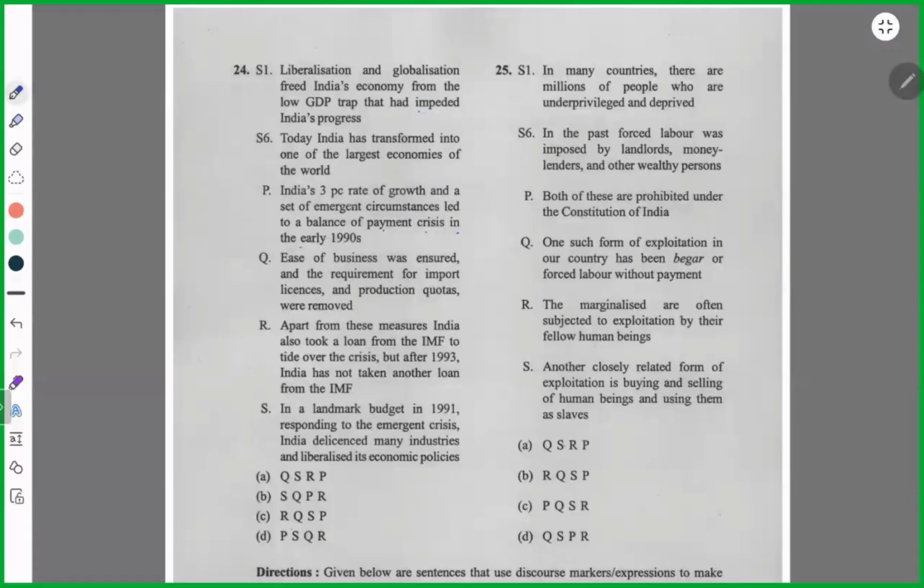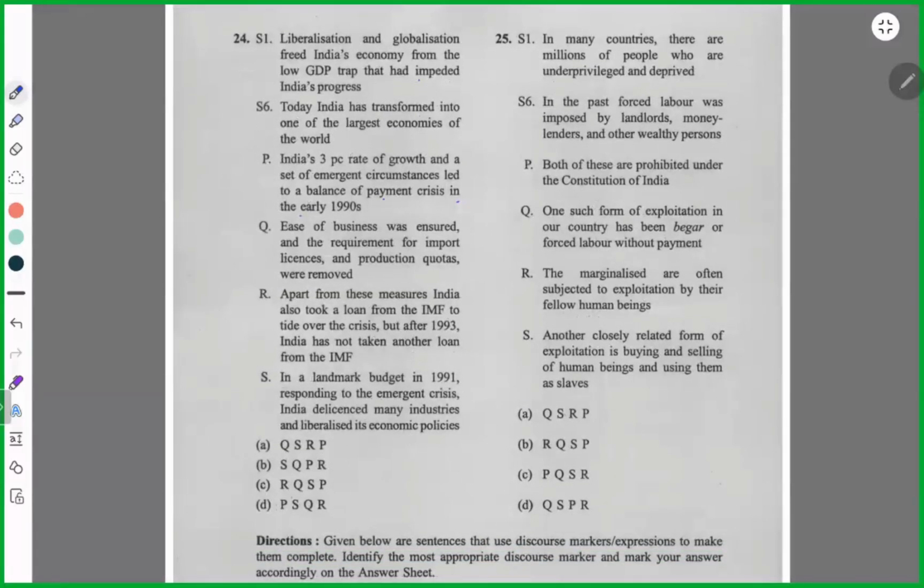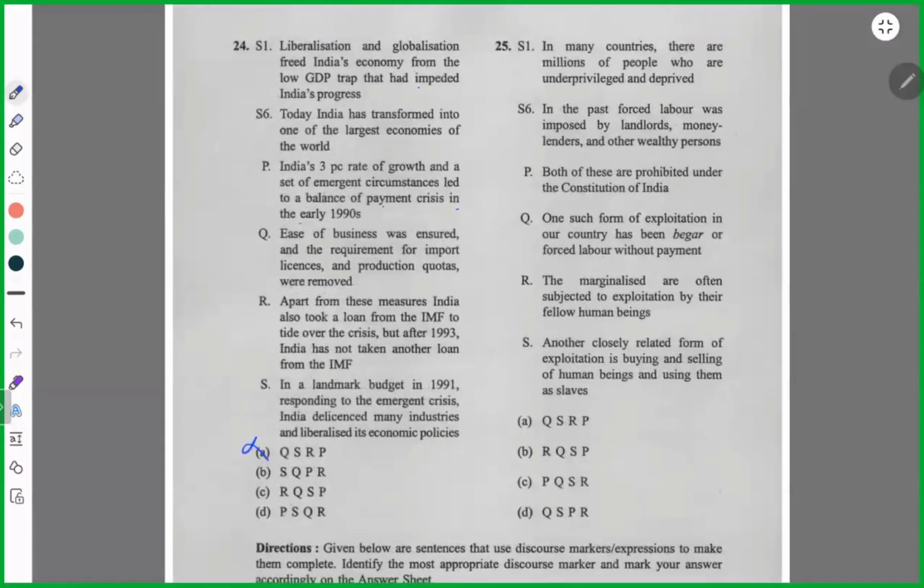Now, India's three-piece rate of growth and a set of emergent circumstances led to a balance of payment crisis. That means, see, there is a cause here and the reason is mentioned here. We are slightly making reasons, but not fully sure, so whether P is the first, we do not know. Let's move. Ease of business was ensured and the requirement for import license and production quotas were removed. Where? Again, out of context, no relation. So Q cannot be the first for the time being. Let us say we'll keep on eliminating. Let's see if we find a logic.